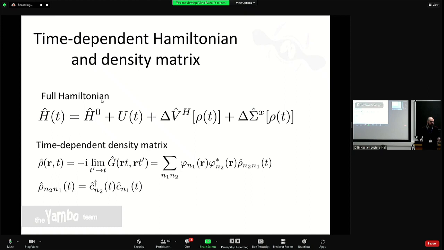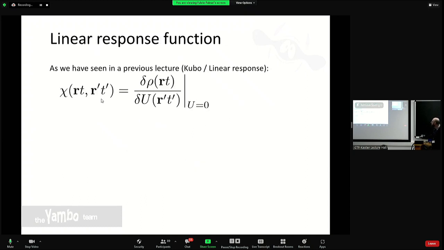Okay, now of course we can get the density matrix of the system, this time time-dependent, not anymore necessarily at equilibrium. You can get it, for example, as a time-equal limit of the single particle Green's function. And then we can finally get to the quantity that we are really interested in today: the response function, which is the variation of the density with respect to the external field. So we would like to find an equation of motion for this response function, which includes electron-hole interactions.